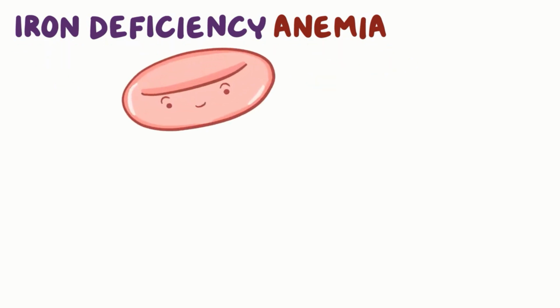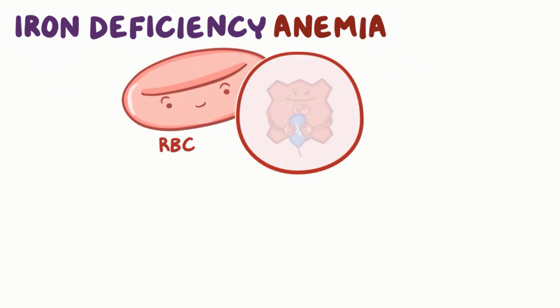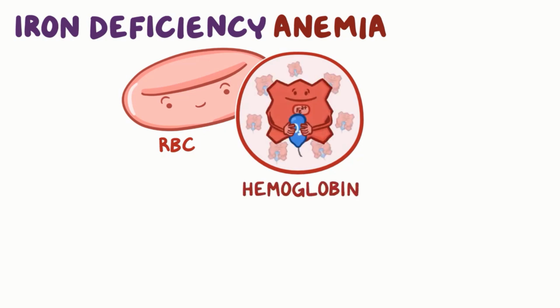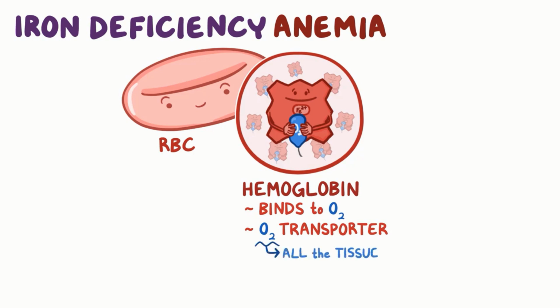If we take a close look at our red blood cells, we'll notice that they're loaded with millions of copies of the same exact protein, called hemoglobin. And hemoglobin binds to oxygen and turns our blood cells into little oxygen transporters. And it basically allows us to move oxygen to all the tissues in our body.